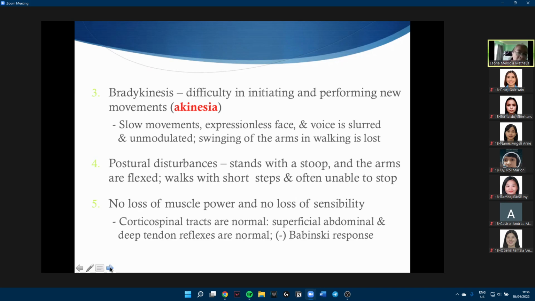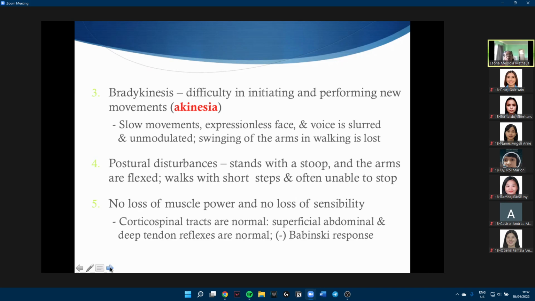Okay. Now, for postural disturbances, you may see the patient standing with the stoop and the arms are flexed, with walks with short steps, and again, as I said, often unable to stop.